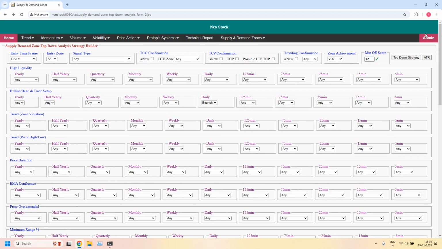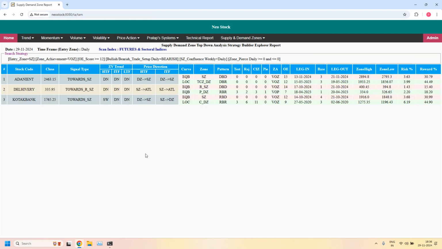So with this filter, all the 3 stocks are filtered. That means in all the 3 stocks, the daily supply zones are part of the weekly supply zones. And the weekly trend is down in all the 3 stocks. Weekly trend is ITF trend.